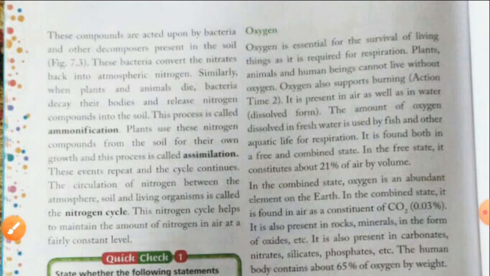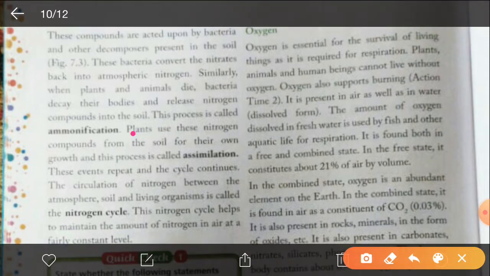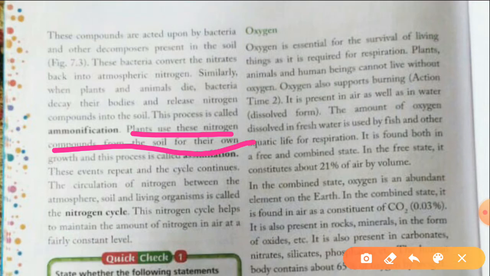Now again, plants use this nitrogen compound from the soil for their own growth. The nitrogen present in the soil is used by the plant for growth, and that process is called assimilation. You can see here it is written: plants use this nitrogen compound from the soil for their own growth, and this process is called assimilation.